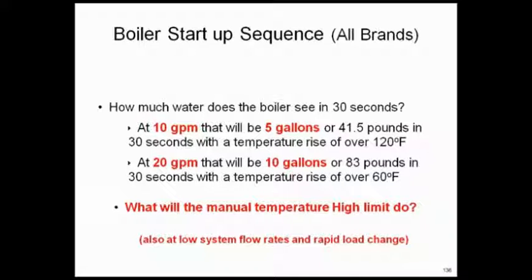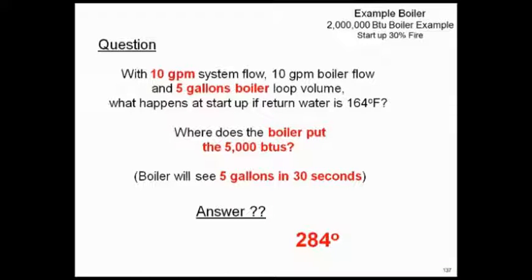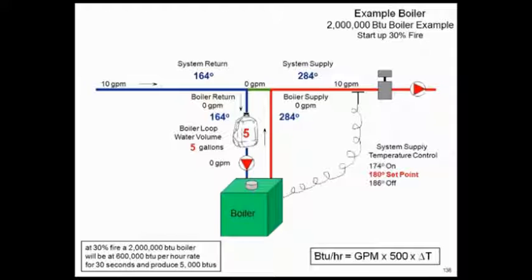So based on your controls, what would your manual high limit temperature do? It would kick out. At 10 GPM, for example, and your return water is 164, you see what happens? I'm at 284. So you are praying that it does kick out on my manual high limit, and that's what happens at startup. This is an age-old problem with people not understanding there's a minimum flow rate through a boiler to get it started. Boilers don't start modulated. They start at some other reduced fire rate to get it up and running, and people don't worry about it because it only lasts 30 seconds. Well, it can be an issue, as you can see.